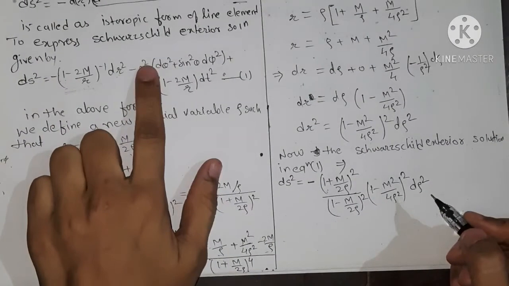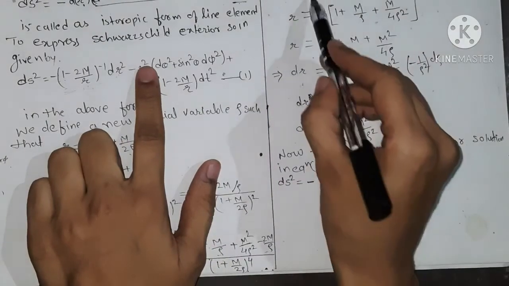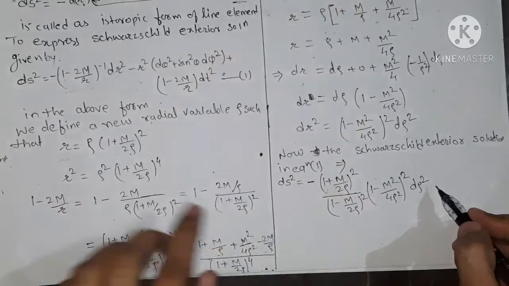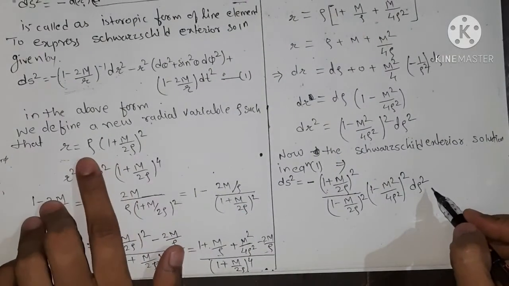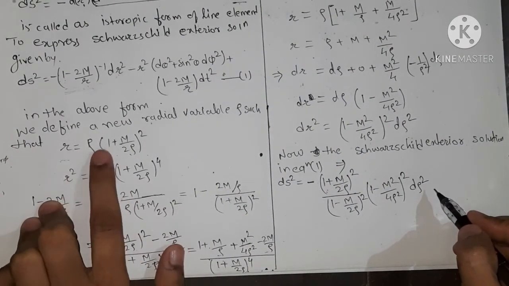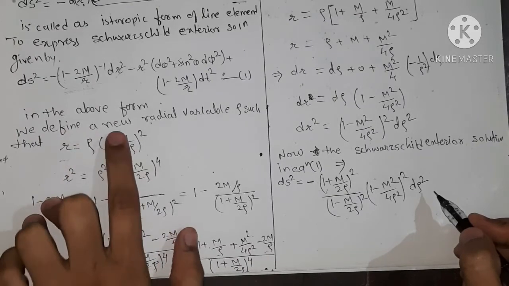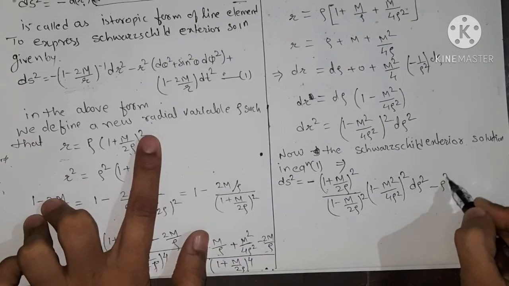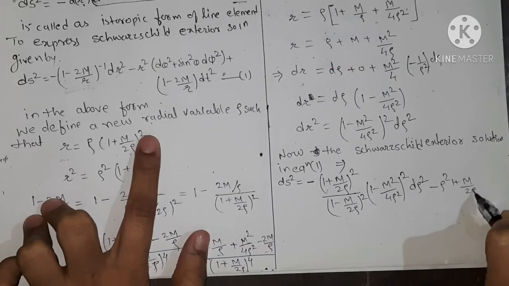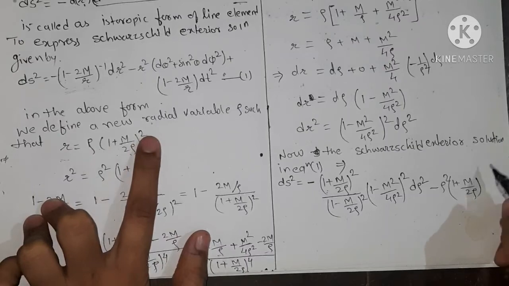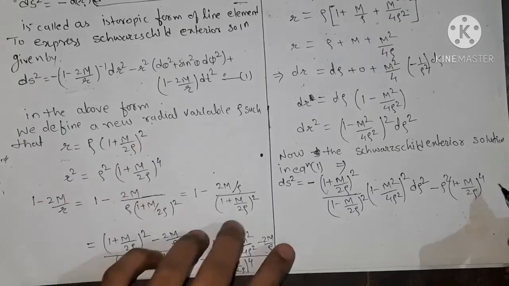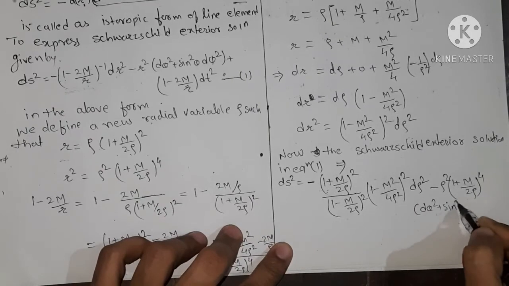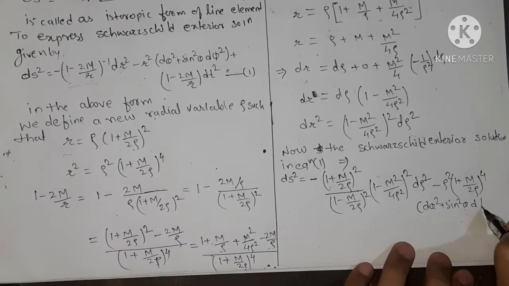Minus the value of r square. R square is nothing but this term squared. So r square equals rho square times 1 plus m upon twice rho to the power 4, so minus rho square 1 plus m upon twice rho its square, that is to the power 4, and in bracket we have d theta square plus sine square theta d phi square.